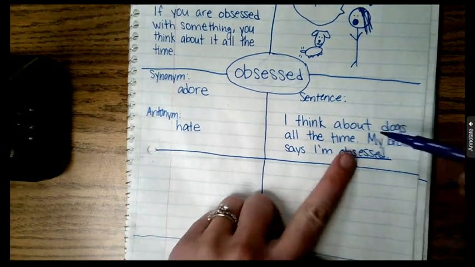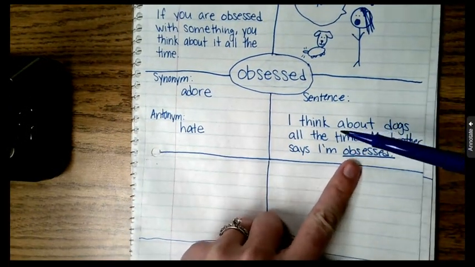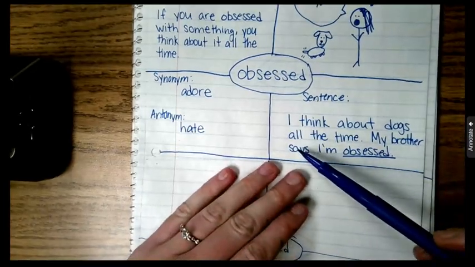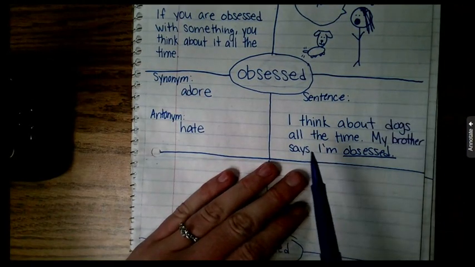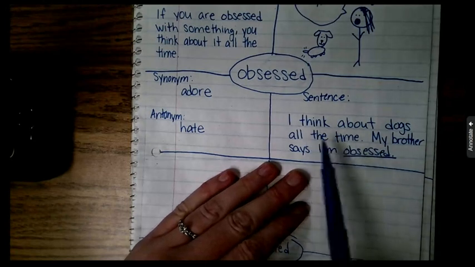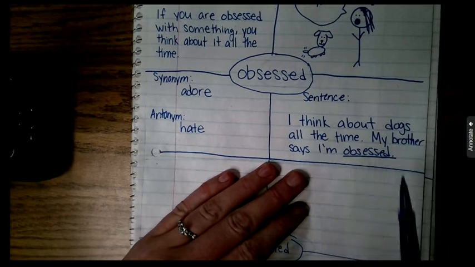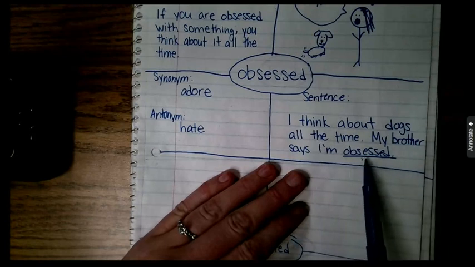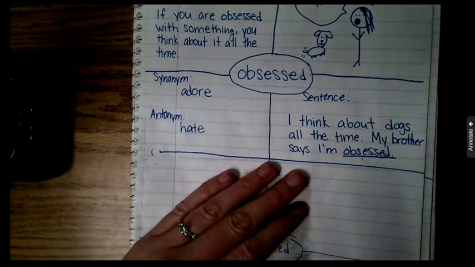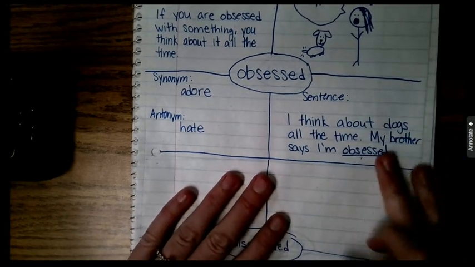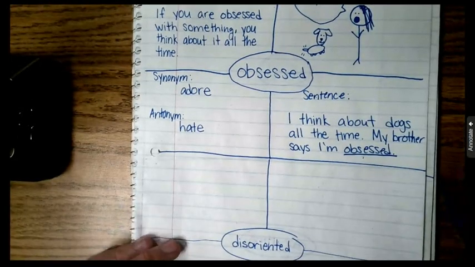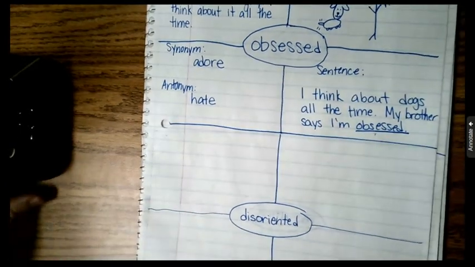But I didn't just want to say I'm obsessed with dogs, because that wouldn't give anyone anything to look at to help them find the meaning. If I used this, people would be able to say, okay, if she thinks about dogs all the time, and she's saying that's the same thing as obsessed, that must be what that means. So make sure that in your sentence you use context clues. I want you to do that with all of your vocabulary words for this week.